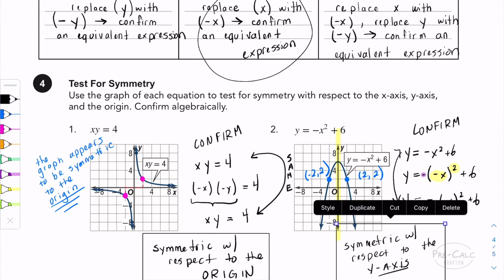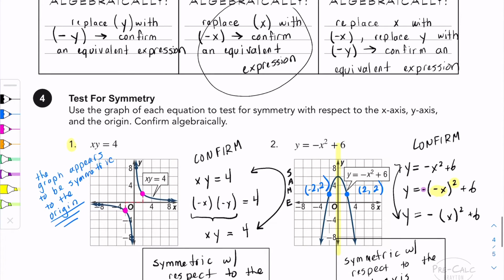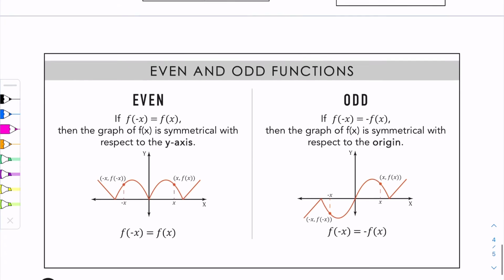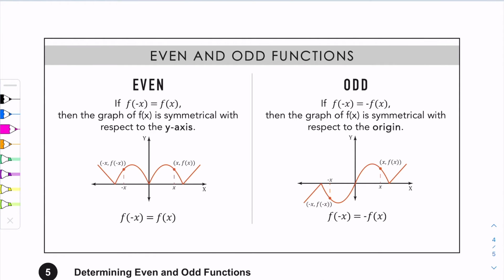All right, besides knowing that the first graph, number 1 in the example, is symmetric to the origin, we also know that this is called an odd function. And number 2 is symmetric to the y-axis. We know this is called an even function. Just as a little extra note, also leading us into the next section. So, like I said, leading us into the next section, we have even and odd functions.